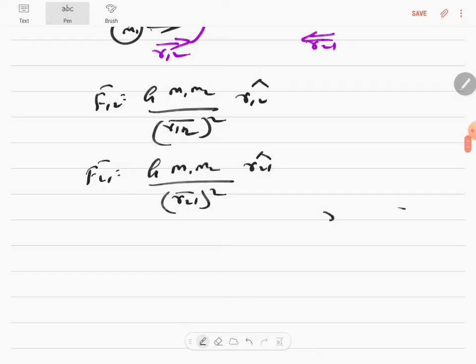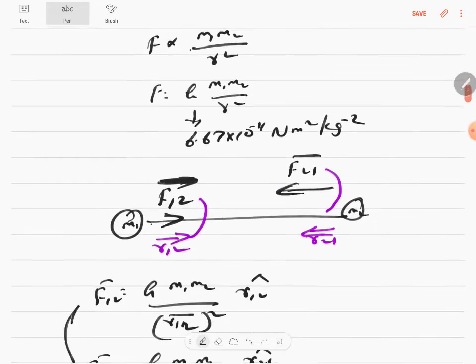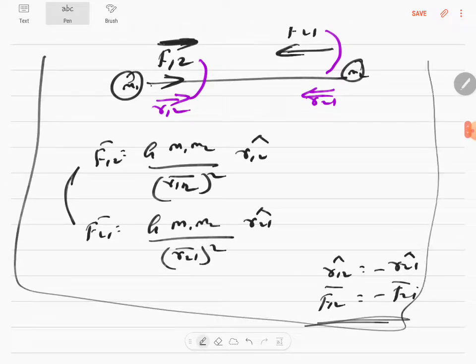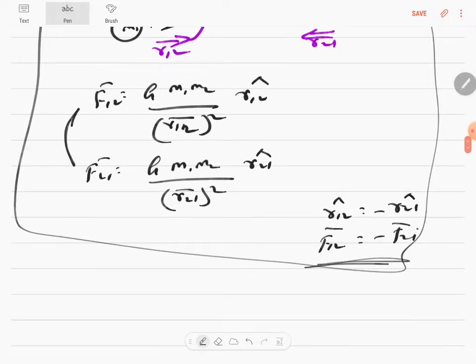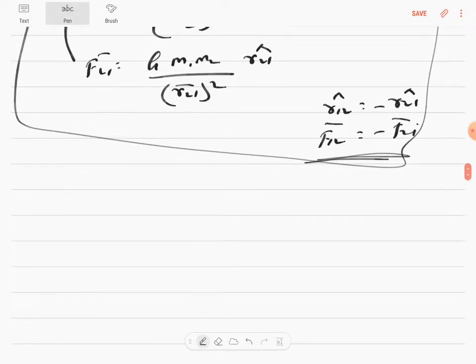And you know R12 cap is minus of R21 cap, as distances are measured in different directions. Therefore, F12 vector and F21 vector are the same in magnitude, only the direction is changing. F12 vector is minus of F21 vector. Thus, they are attractive in nature. This is how we write in vector form. If they ask you in vector form, you have to write it like this. Nothing else.